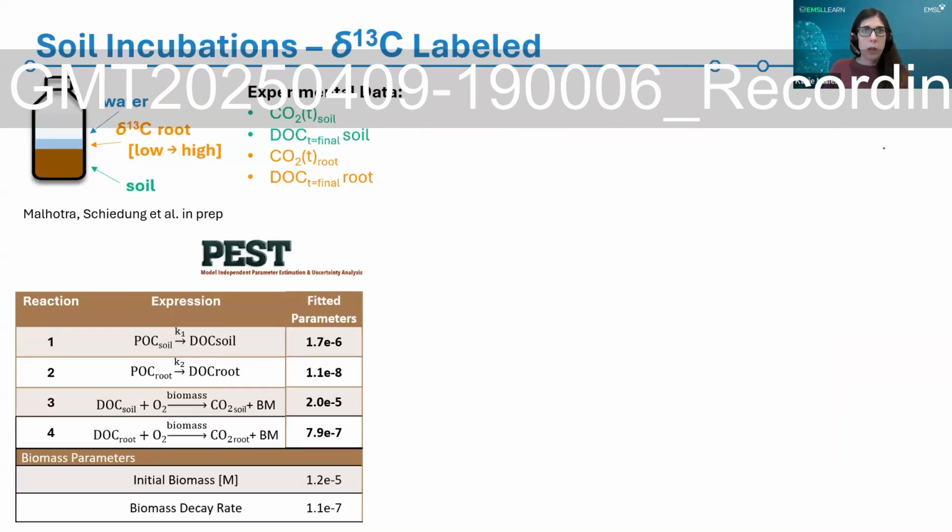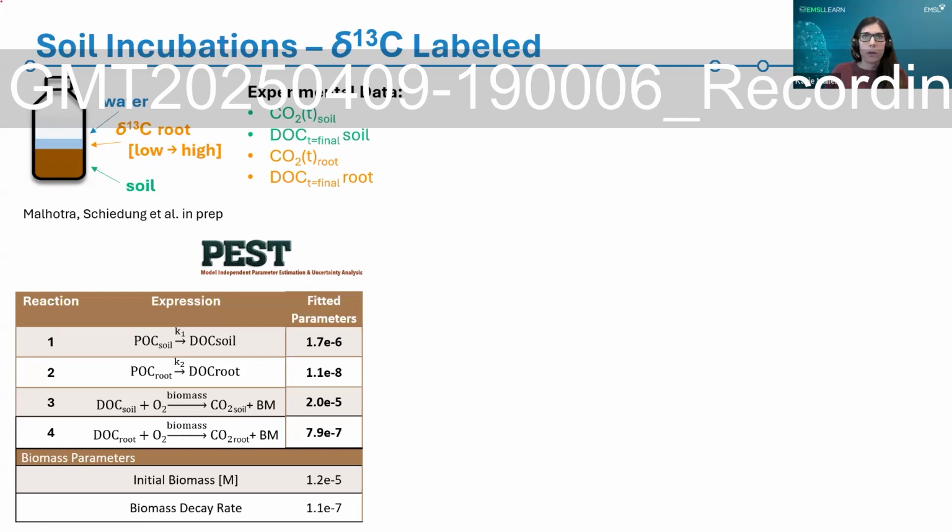Now I'm going to run through two real examples. In this first example, we're using data collected from soil incubations. One of the main questions these researchers were interested in was understanding the impact of root loadings on CO2 production. They ran a series of incubations where water, soil, and roots were added and then left to incubate for 120 days. The neat part about these experiments is that the roots were isotopically labeled, which allowed us to independently track the contributions from roots and soil on CO2 emissions.